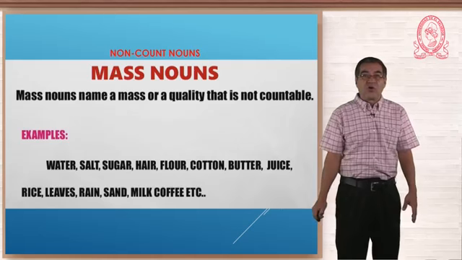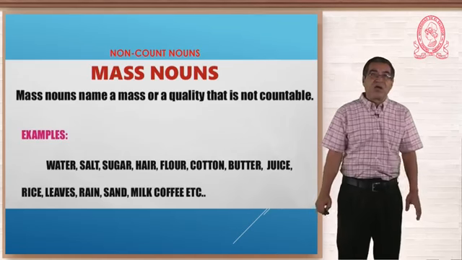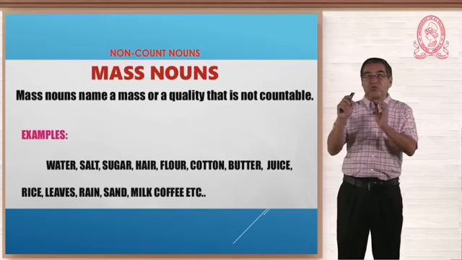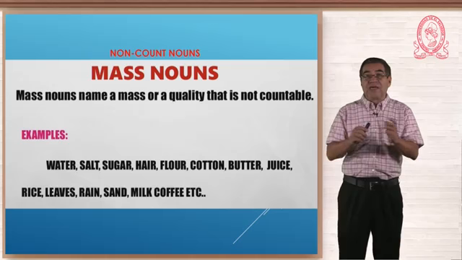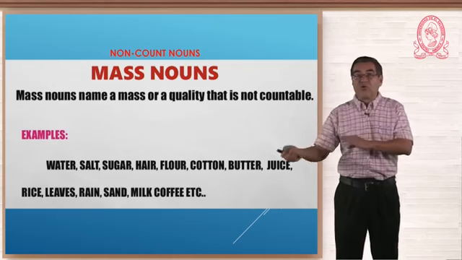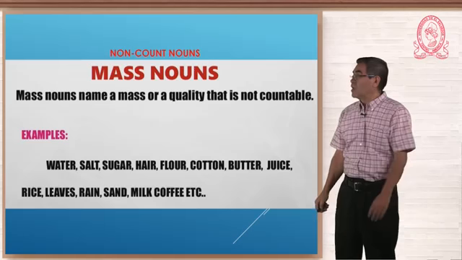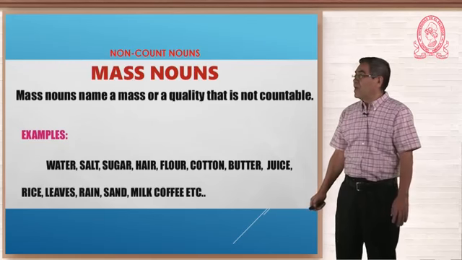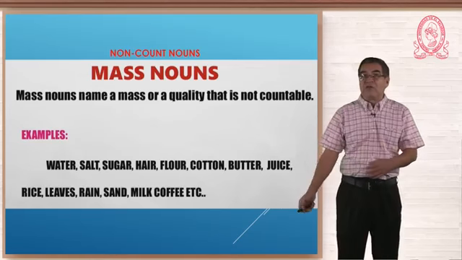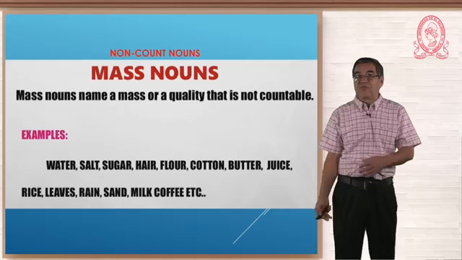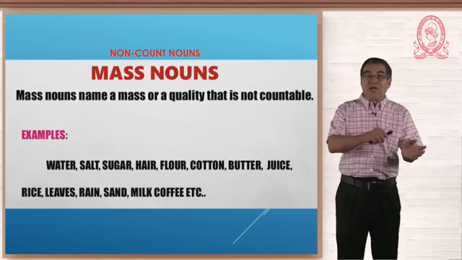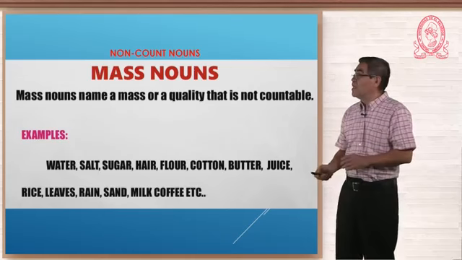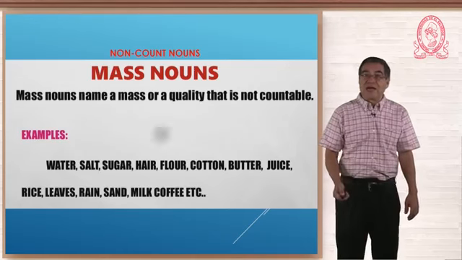Examples: water, salt, sugar, hair, and so on. Is it possible to count water? Can you say, give me 2 waters or 3 waters? No, that is illogical. And also, you cannot say, give me 3 milks. That would be illogical. No, give me 3 glasses of milk. So count nouns, things that you can count. Mass nouns or non-count nouns, things that you cannot count.